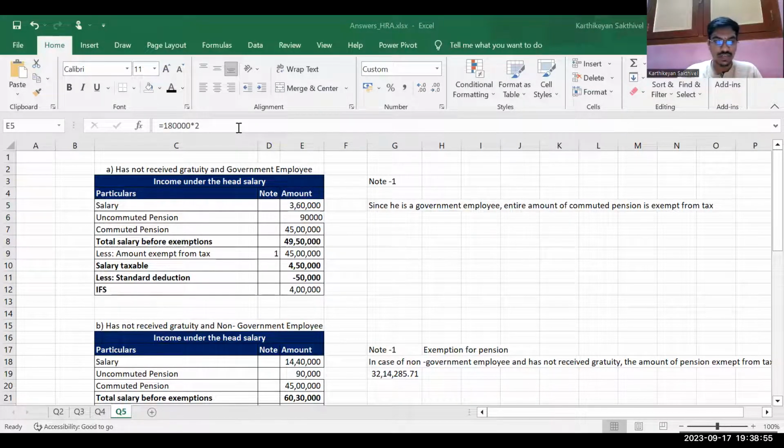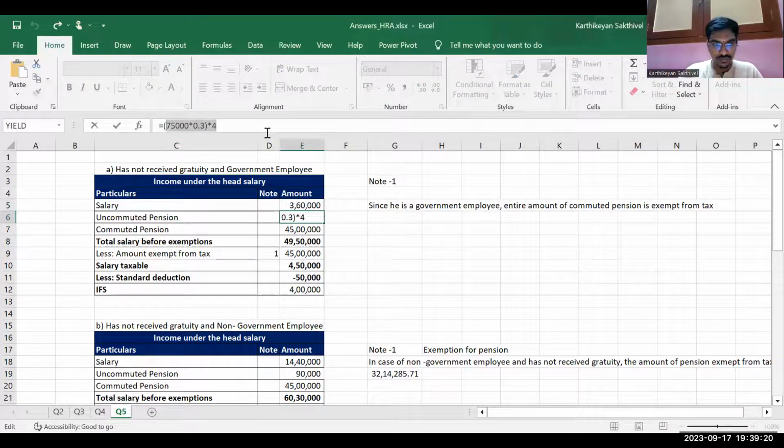Next, he was eligible for 75,000 as pension, and he commuted 70% of it on 1st of August. So for June and July, he would have received it. For June, he would have received it in July. For July, he would have received it in August. So for 2 months, he would have received 75,000. So the uncommuted pension part, I'll put it here. 2 months, he would have received 75,000. Correct.